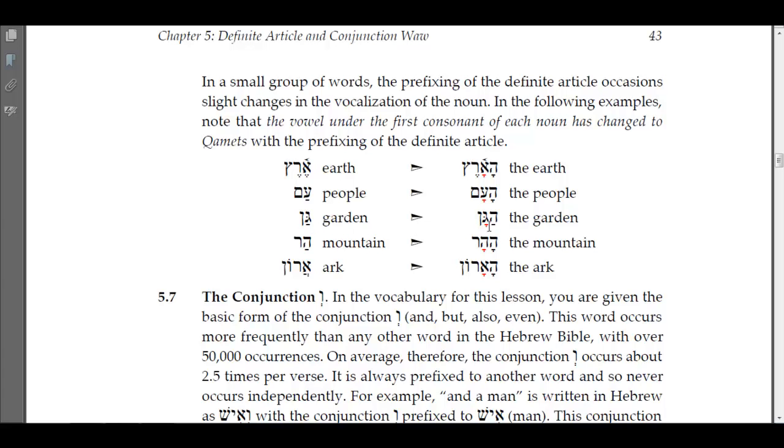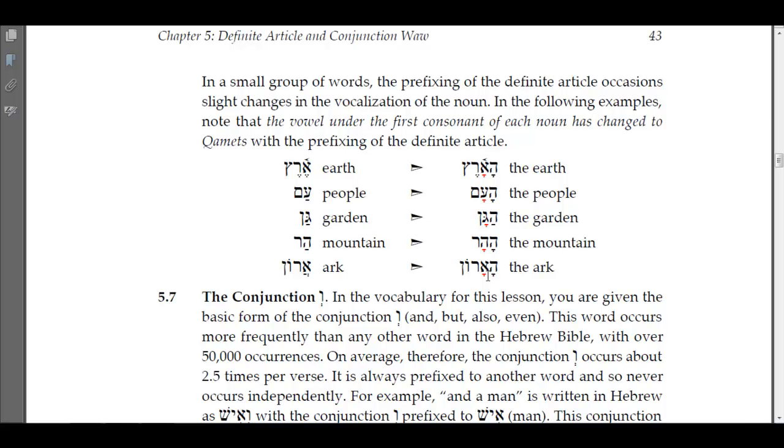Gan becomes ha-gan. Pronunciation really doesn't change either, since we don't make a distinction between the kametz and the patach anymore, but there was a distinction in ancient Hebrew. We have har and we have ha-har. So you just see that they lengthen here. On certain nouns you do have a vocalization change. Then you have aron, for ark. You have ha-aron. The hatef patach changes to a kametz.